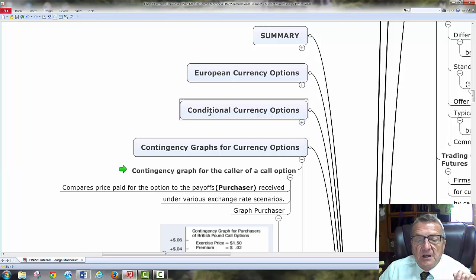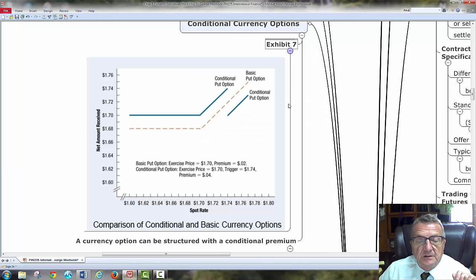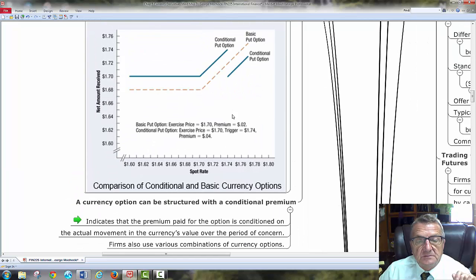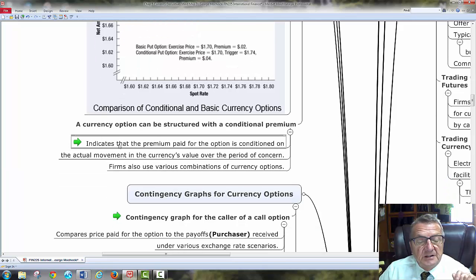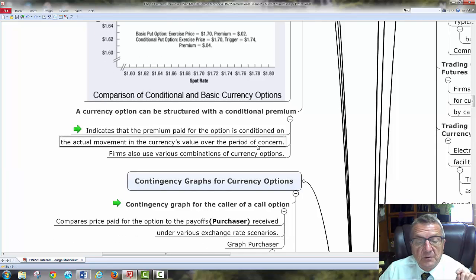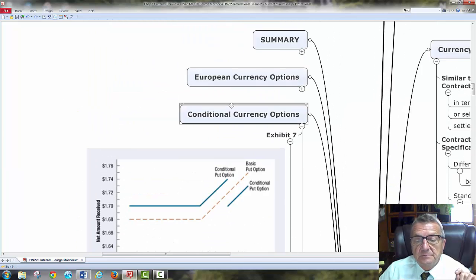Okay, so let's see. Conditional currency options. Okay, what do we have in here? And I have an exhibit here. Follow the graph along. Where is it going? Basic put, conditional put. Moving which way? Up or down. Okay, got the basic information. Comparison on basic currency option indicates that the premium paid for the option is conditional on the actual movement in the currency over the period of time. Firms also use various combinations of currency options. Okay, so look what's happening. Where did it go?